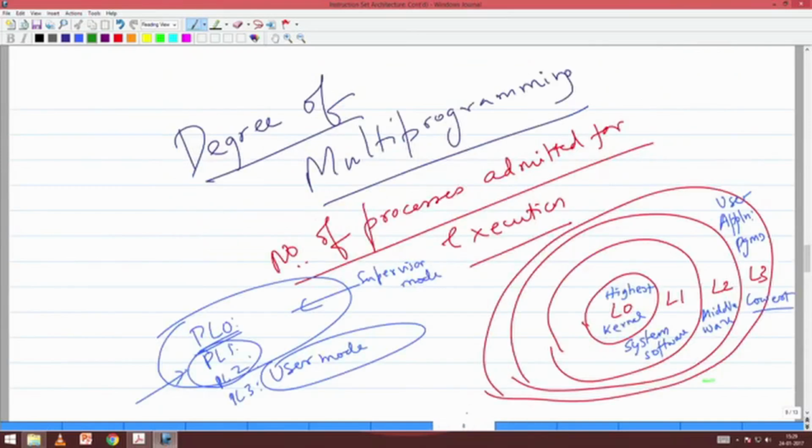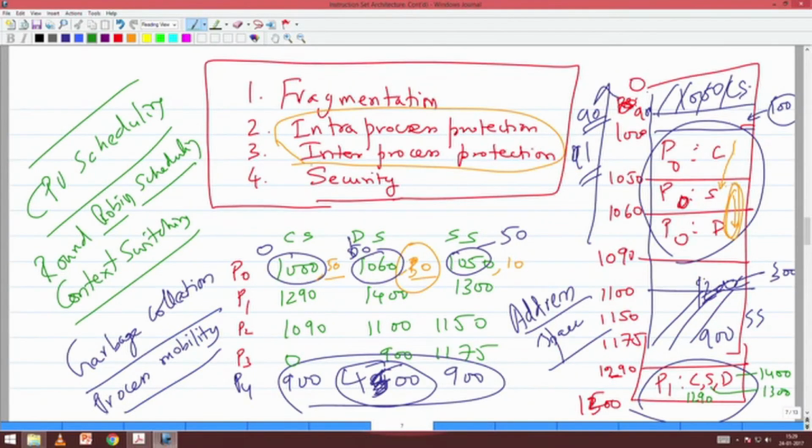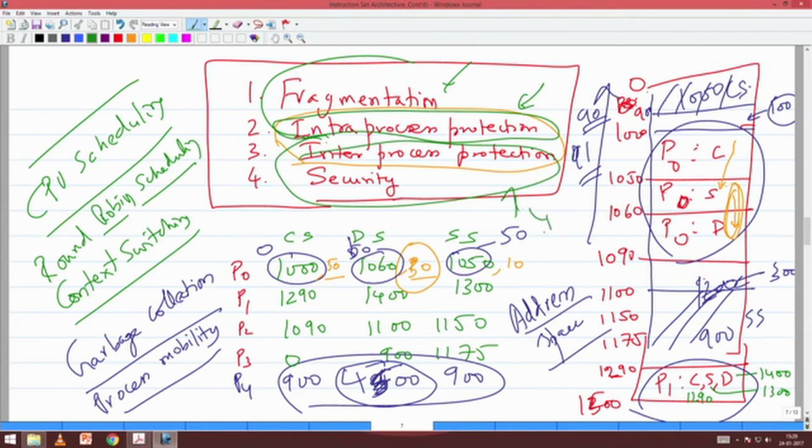There are a lot of benefits of segmentation. I have already explained what fragmentation is. Intra-process protection we will do in the first assignment itself, while inter-process protection and security we will do in the fourth assignment. The first assignment is on segmentation, the second on interrupt service routines or exception handling, the third on virtual memory, and the fourth on task switching. So we will do all these 4 assignments.